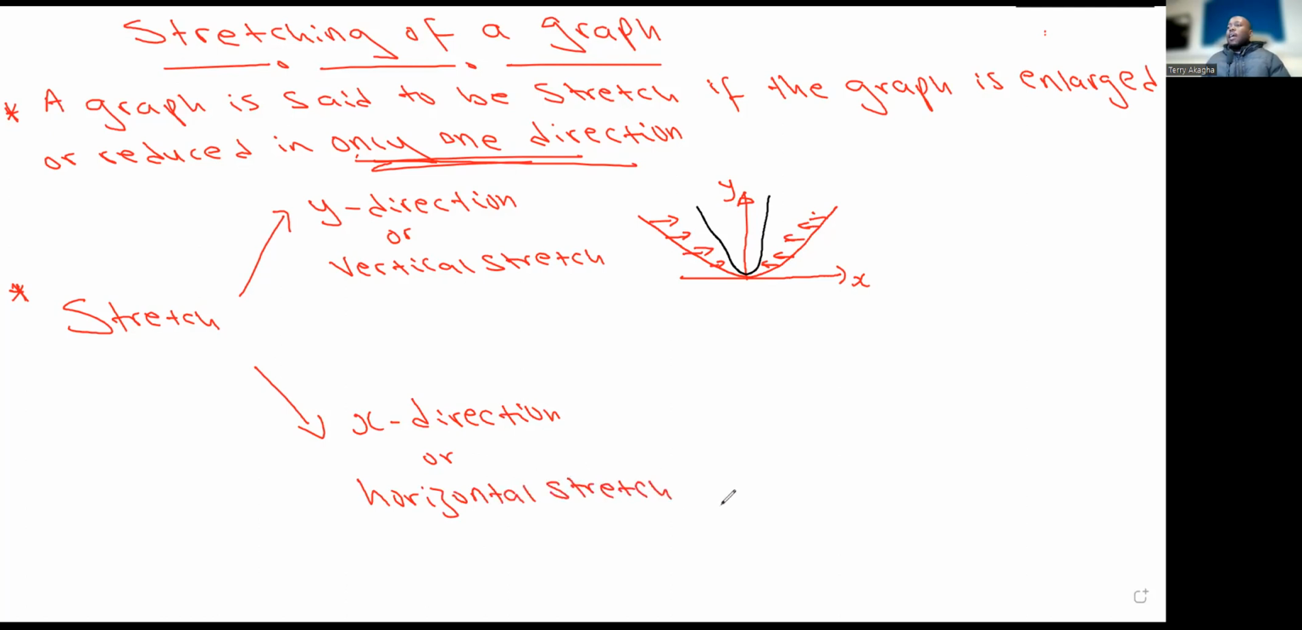Now the second one is the x direction, or horizontal stretch. This is exactly the same thing, but in the opposite direction. Instead of stretching to the y-axis, the vertical axis, in this case it's going to be stretching to the x-axis. So if this is the x and this is the y, this was the original one. Now the graph is going to be stretching to the x-axis, and the new graph you're going to get will look something like this. It was initially the red one, and now it's stretched to give you the black one.